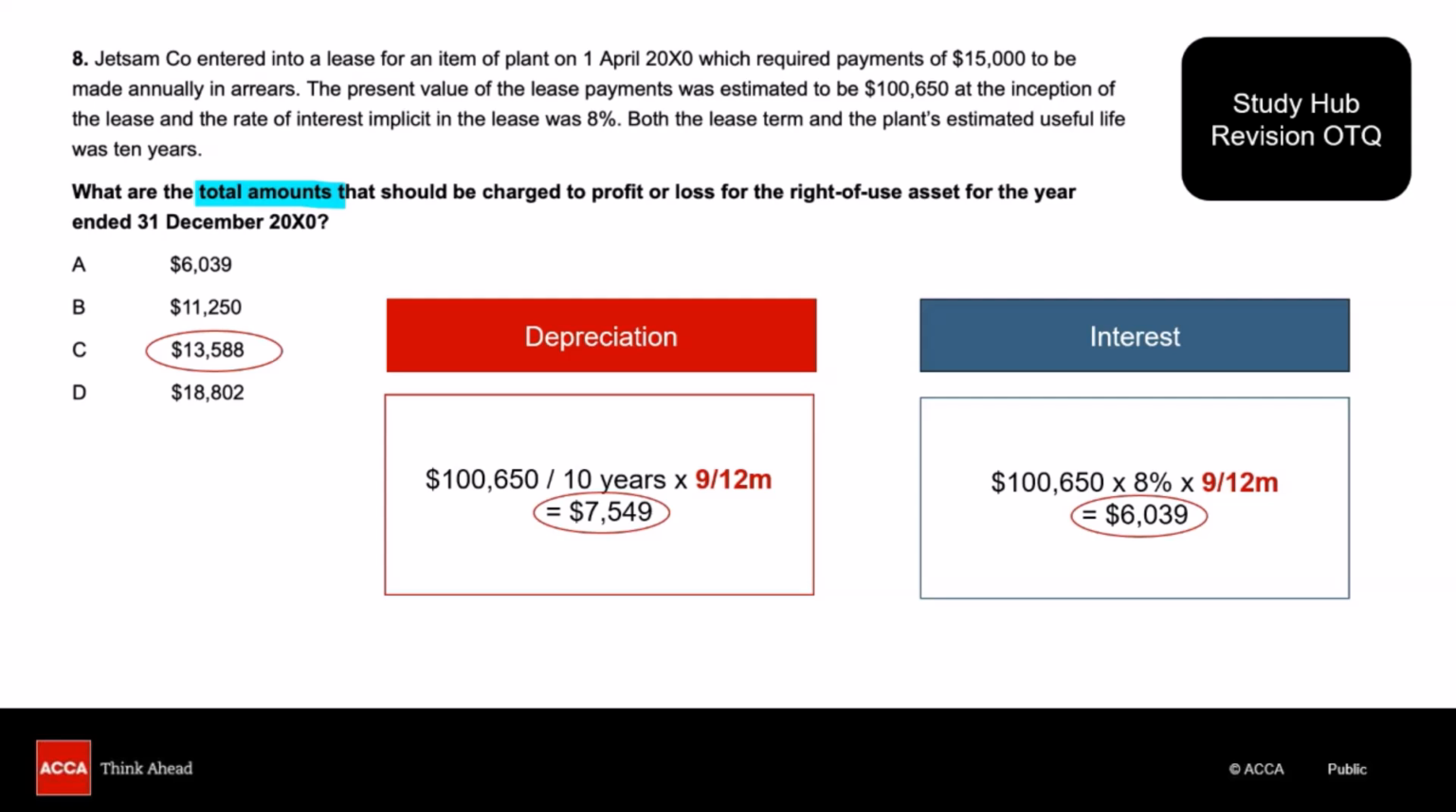Please be very careful about it in the exam, because when this total amount is there, it means always that there is more than one item that is going to be charged. Interest is also related to the lease, so a part of the right of use asset arrangement, that is going to be calculated, and depreciation is straightforward.